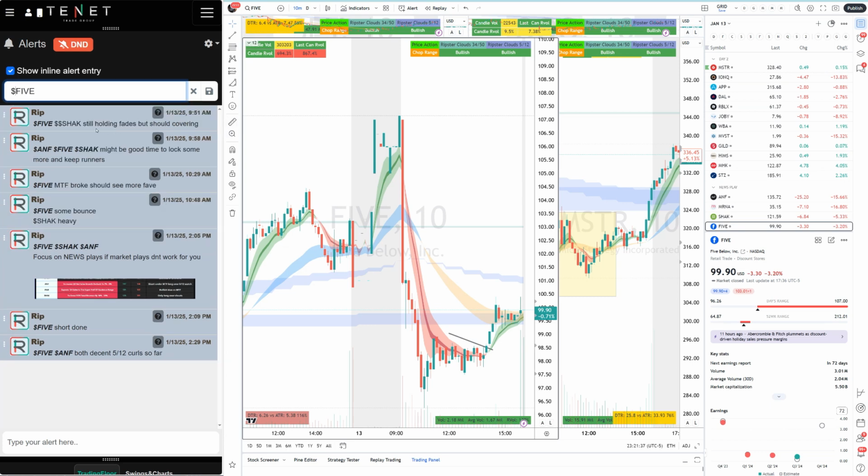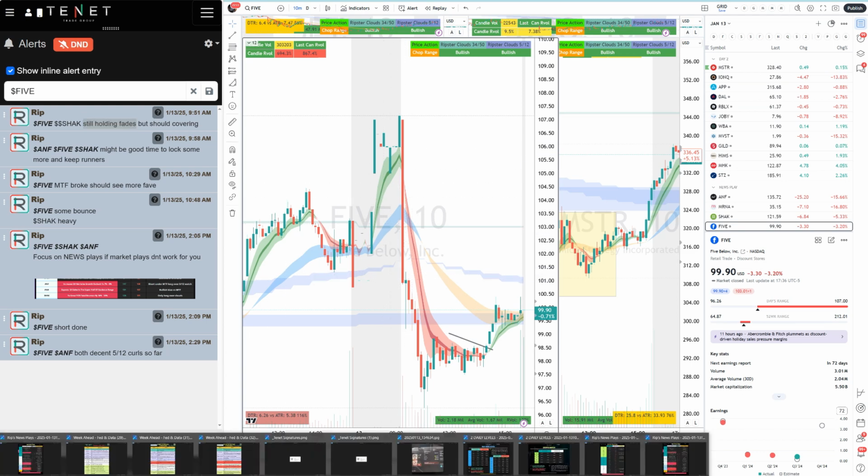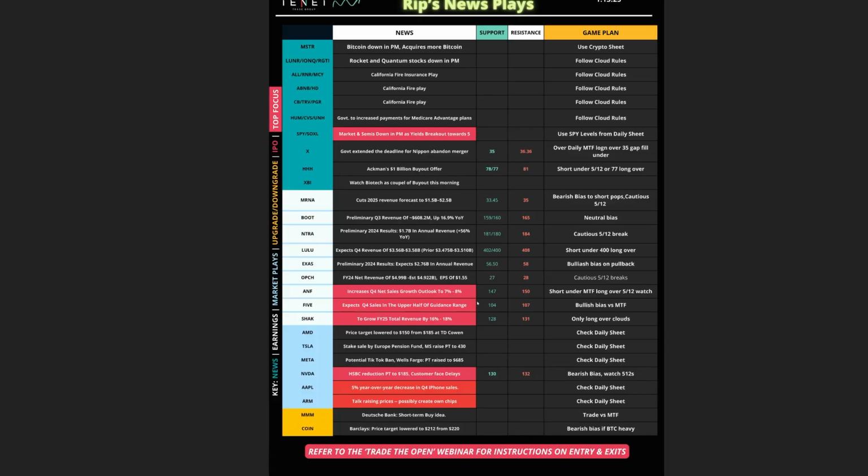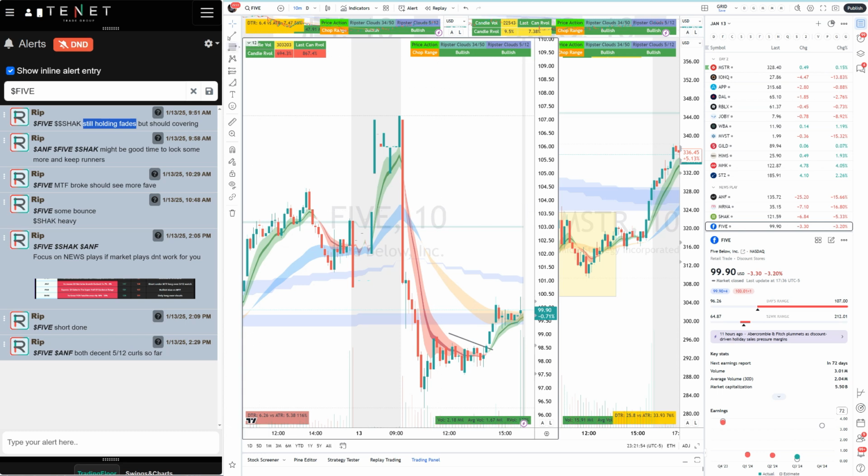So I told everybody, I was on the voice basically mentioning these shorts, but I did tell everybody at 950, still holding the fades, but should be covering because it's faded from like 1. What was the level I gave? Let's see here. The level I gave on the 5 was 104. Since it broke 104, it faded all the way to 96, guys. So that was $8 a share short on 5.